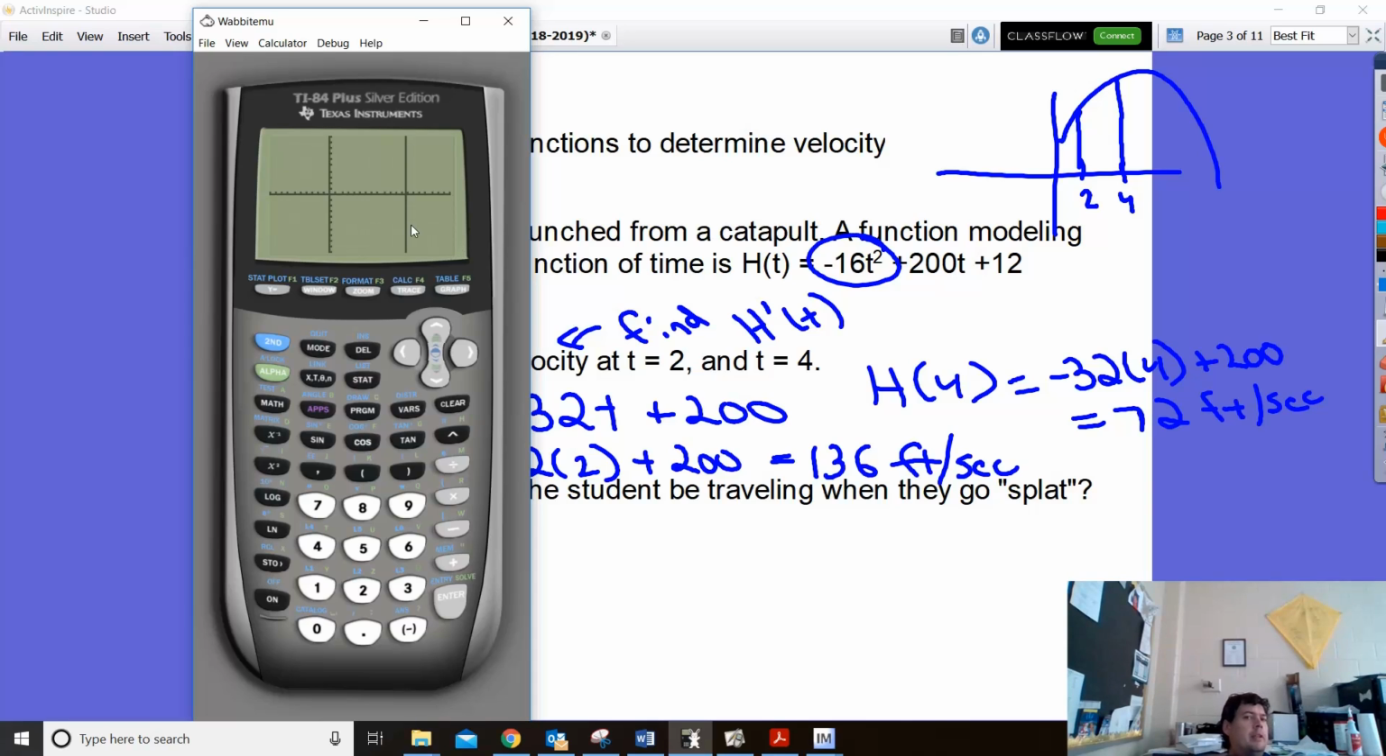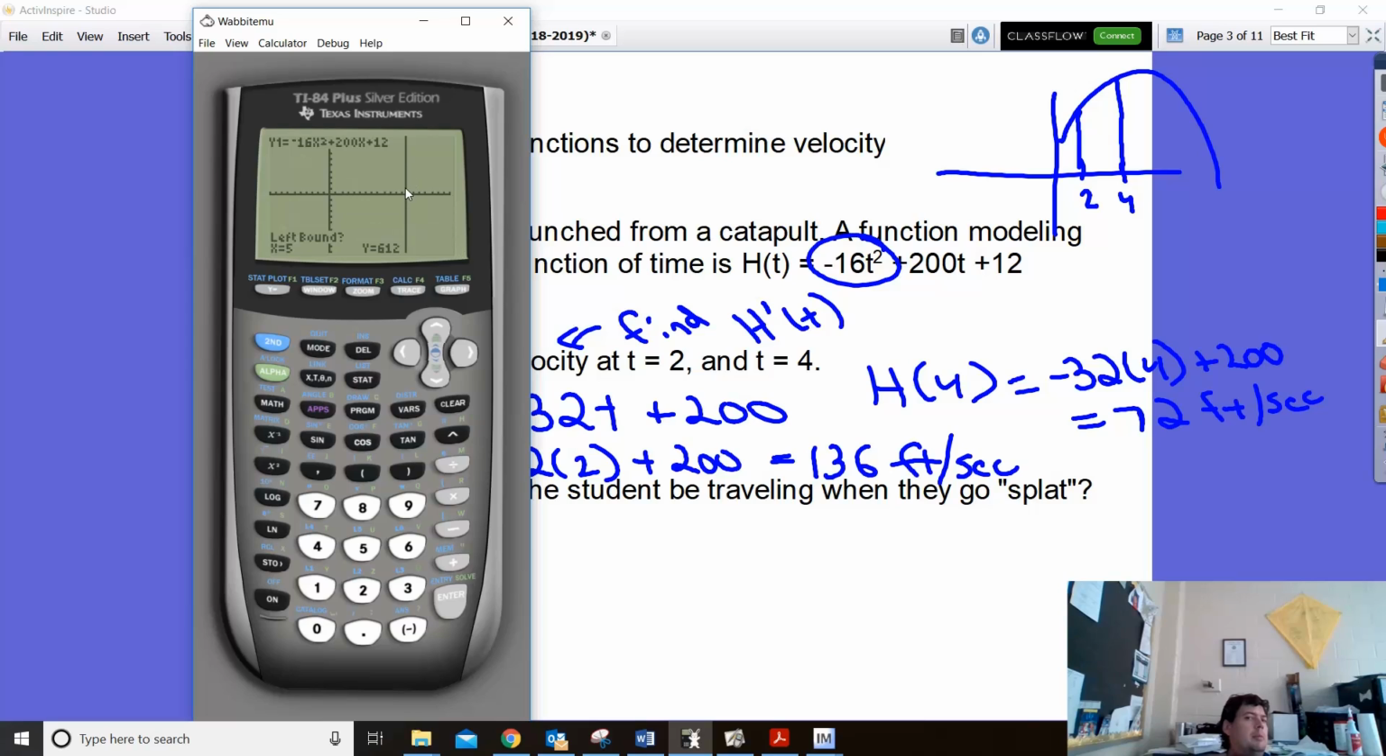You guys are smart enough to realize that this thing went up and then it came down. You don't need to see the whole thing. I don't think I showed you this in Algebra 2. I'm going to do a second calc 2, 0. That's the goal, right? Find out when y is 0. And once you do second trace 2, you'll see it asks for left boundary.